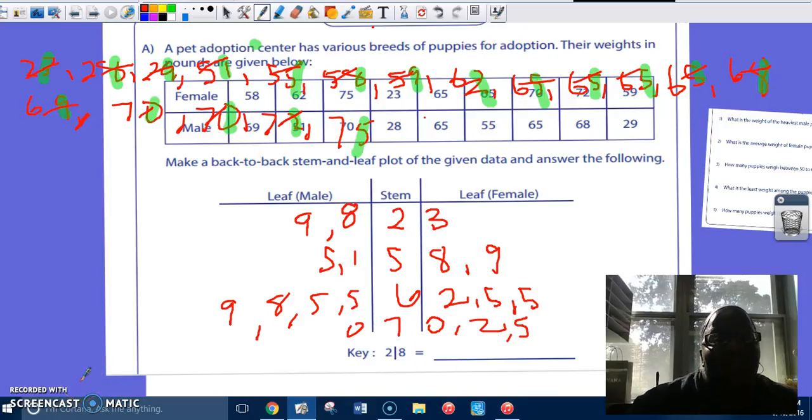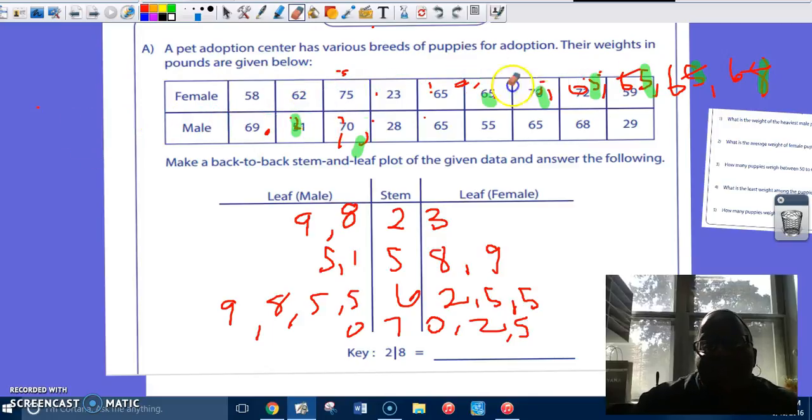So it was just a little bit of adding steps to how to create the stem and leaf plot when it's back to back. So we had a stem and leaf plot of male numbers and female numbers back to back. They share stems, and then the leaves are different. Okay? So now that we have the information, we can answer the questions.